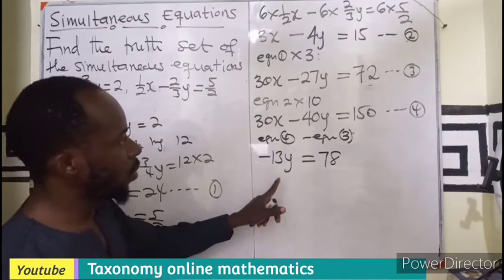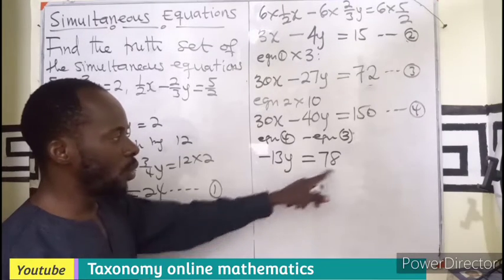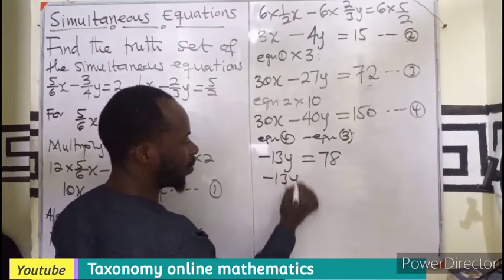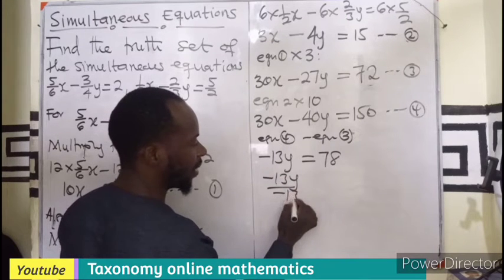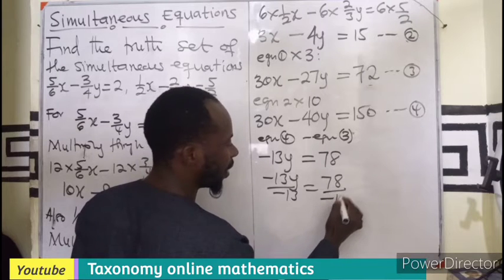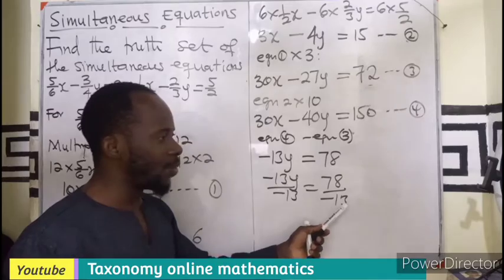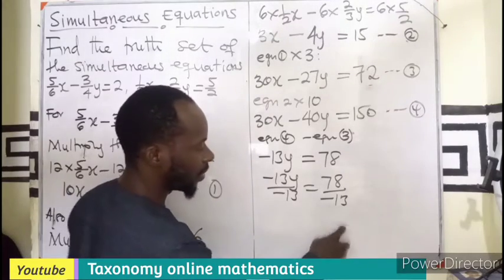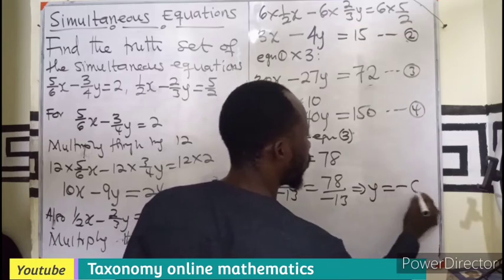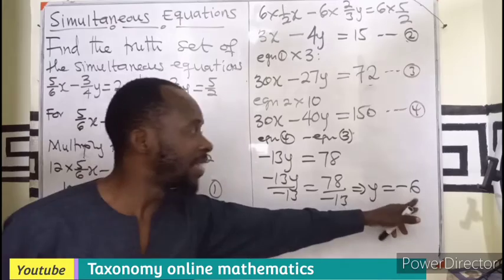Now that we are looking for the value of y, what do we do? We divide through by negative 13. So negative 13y over negative 13 equals 78 over negative 13. 6 times 13 will be 78. So we are going to have y equals minus 6. So the value of y is minus 6.